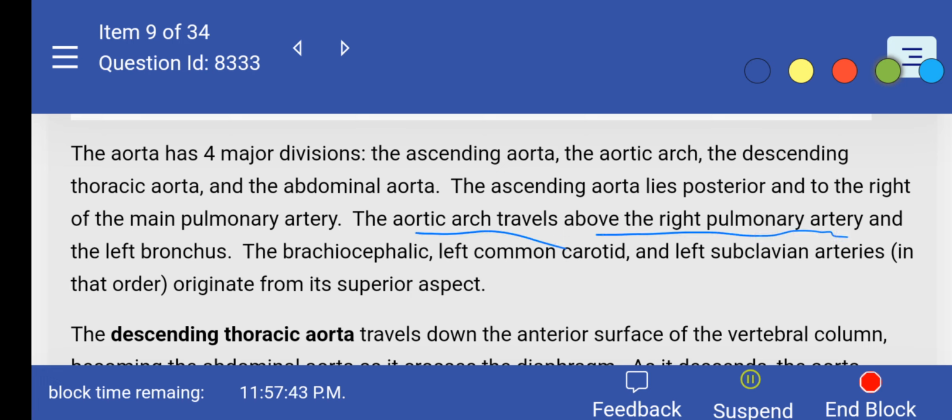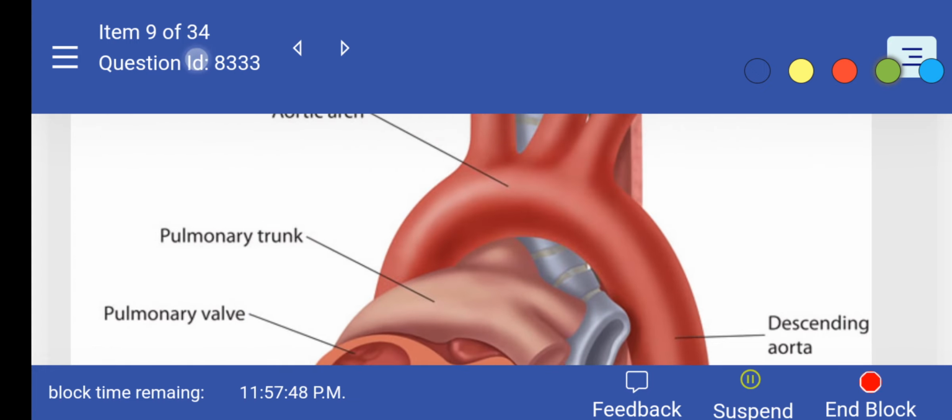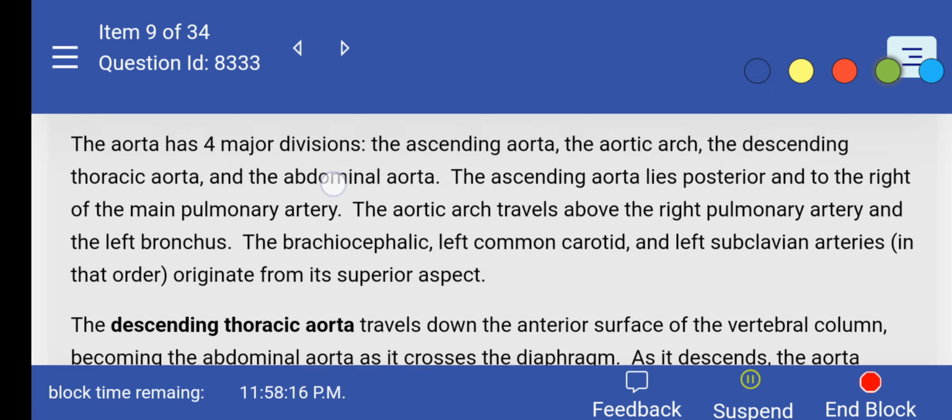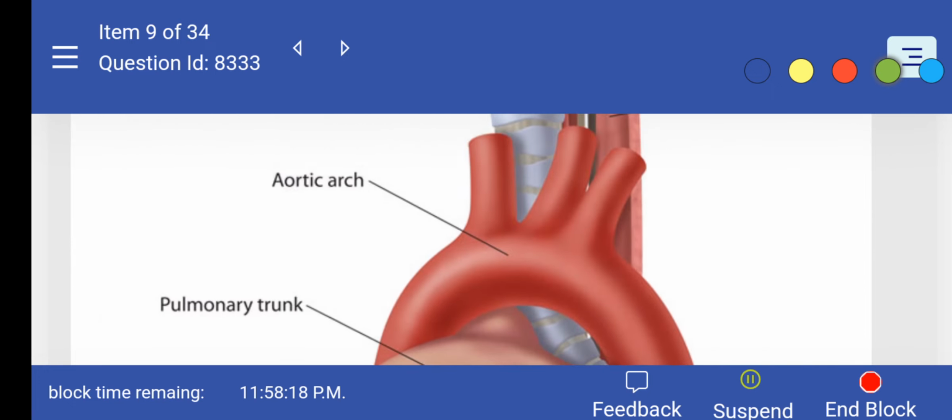We talked about this, and also about the left bronchus. Let me draw this. This is the left bronchus, so the arch is above the left bronchus. The brachiocephalic, left common carotid, and left subclavian arteries, in that order, originate from the superior aspect. They mean to say this one over here is the brachiocephalic, and this one is the left common carotid artery, and with that the left subclavian artery, right?